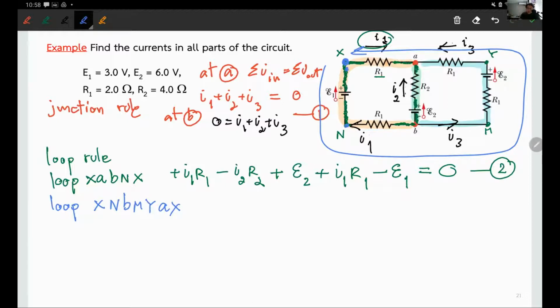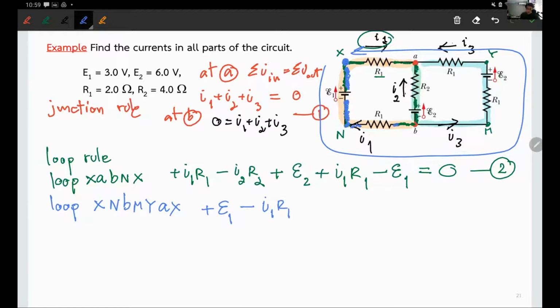Now, once I know this is the loop that I'm going to analyze, I'm starting from X. I'm walking down right away because I'm doing counterclockwise. I'm hitting the positive end of the E1 on the left, so I say positive E1. Keep going. I'm hitting the point N, turn. Now I'm seeing R1 with the I1 through, but I am walking against the current, so it's a negative I1 R1.